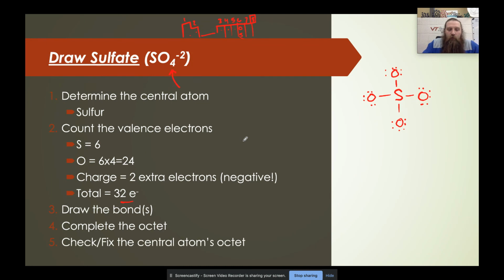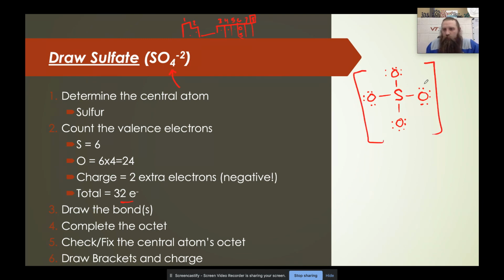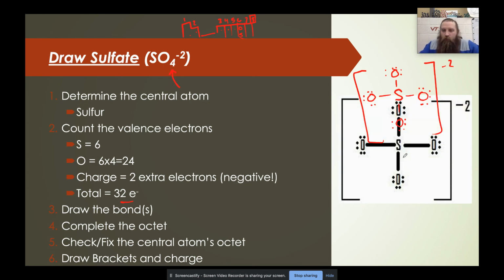All right, the next thing I want to do is make sure the middle atom is good. Well, it's got 4 bonds. Each one's worth 2. 2 times 4 is 8. Sulfur has 8 electrons. It's happy. And so now, because it's got a charge, I put a bracket around it, and I write -2 outside, top right corner. And that's it. It's done. There's our answer.